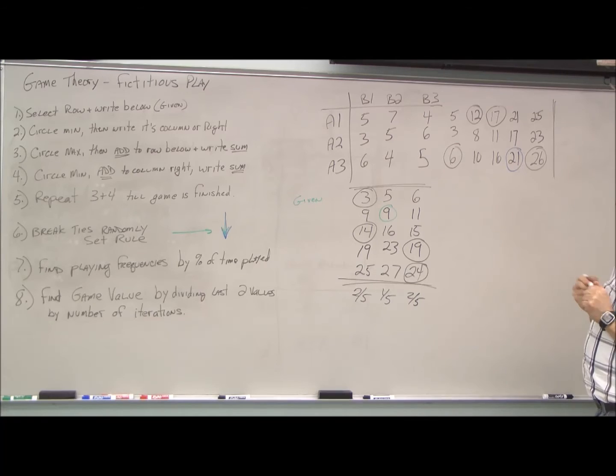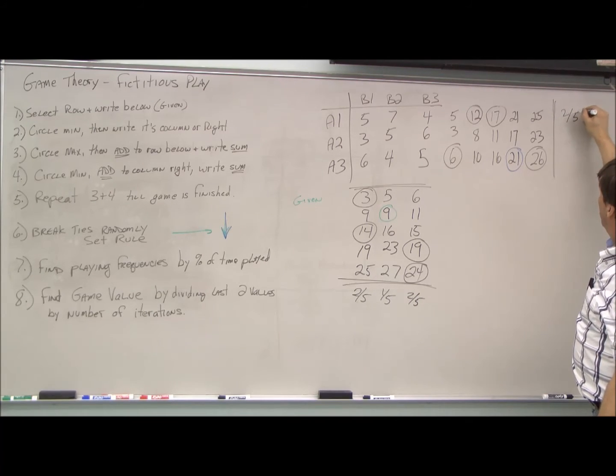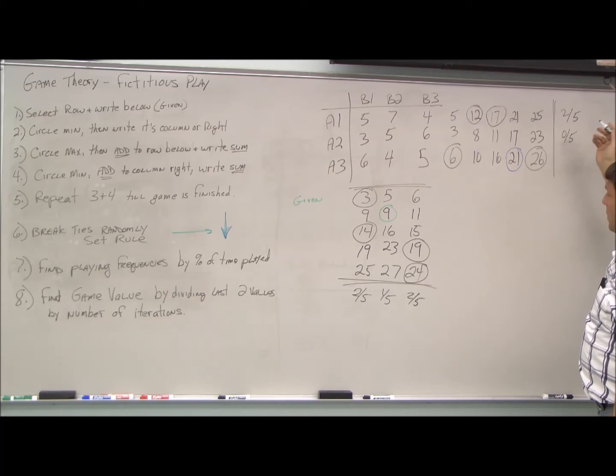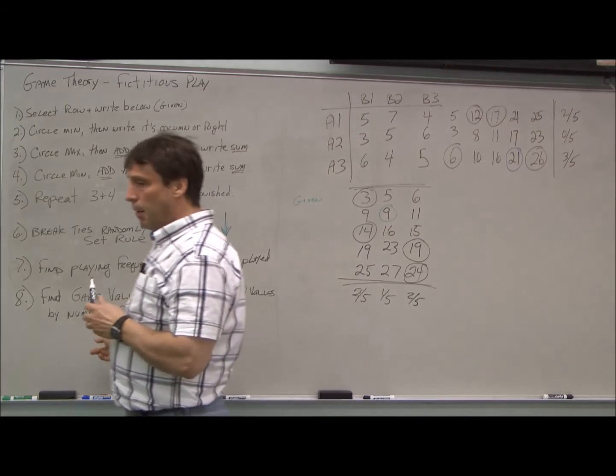We can do the same thing for strategies A1, 2, and 3. 2/5, 0/5 or 0, and 3/5. So we have our playing frequencies there. So the maximizing player should play this strategy 2/5 of the time, and strategy 3/5 of the time. The last thing we need to do is find the game value.